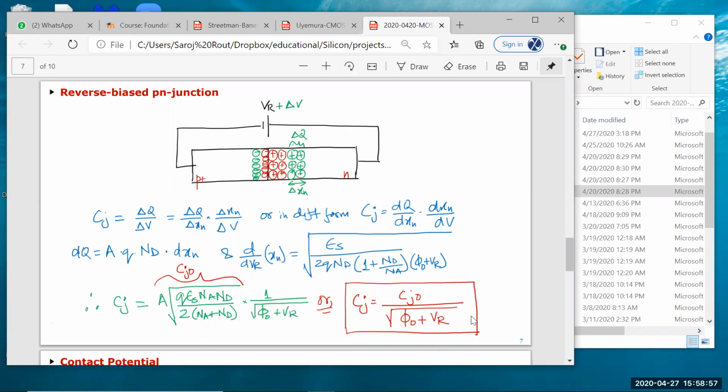So if you look at the voltage dependent capacitor, it looks like the capacitor when VR is equal to 0 divided by this term here, which is the Fermi potential plus the reverse bias voltage. Now in some books or some literature, you'll find that it is 1 plus VR over phi naught. That's because the phi naught is actually included in this term here.